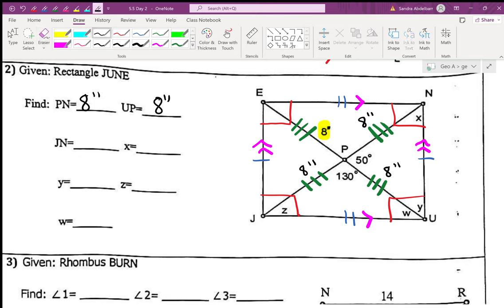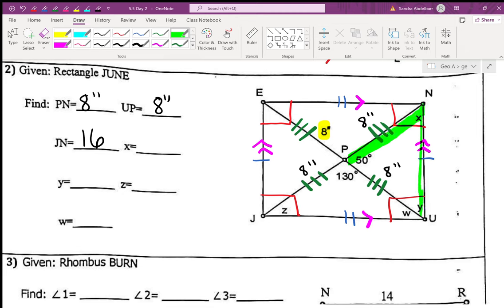Okay, then we want to find JN. Well, JN is the full diagonal. Well, what's the full diagonal? If JP is 8 and PN is 8, the full diagonal has to be 16. All right, now they want us to find X. Let me show you how we're going to do this, because this type of question will come up a lot in rectangles.